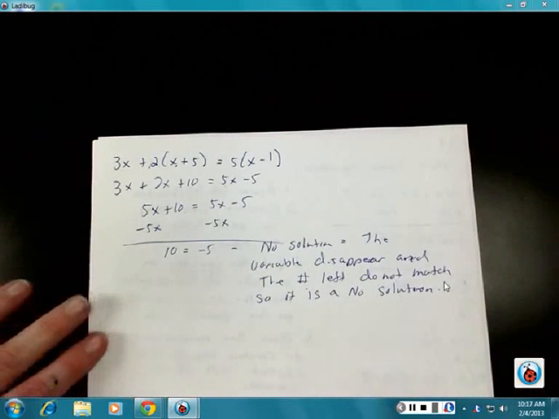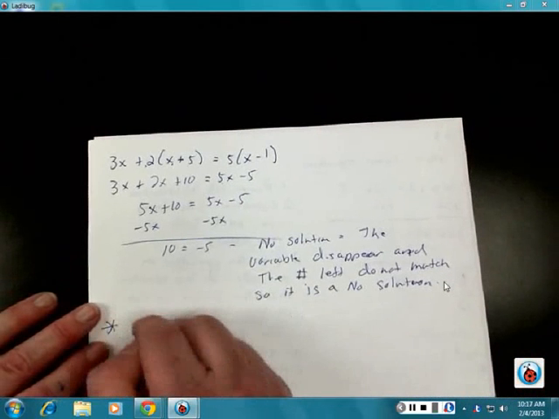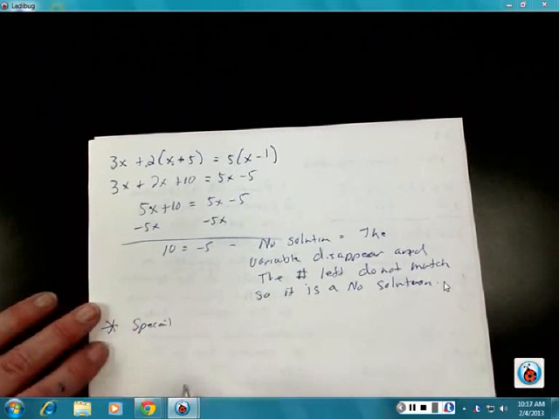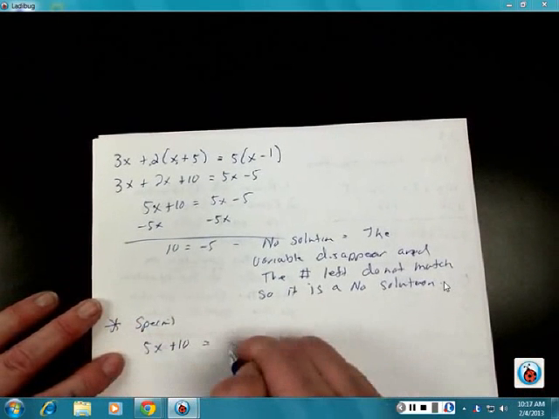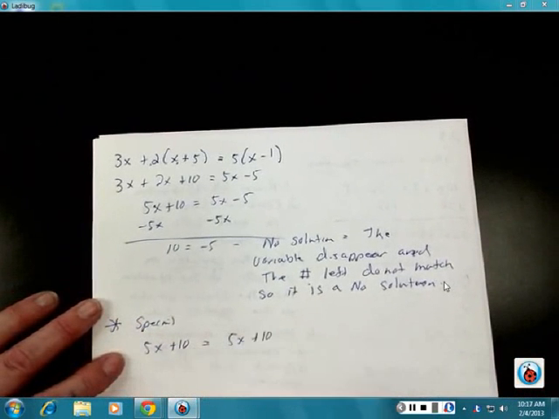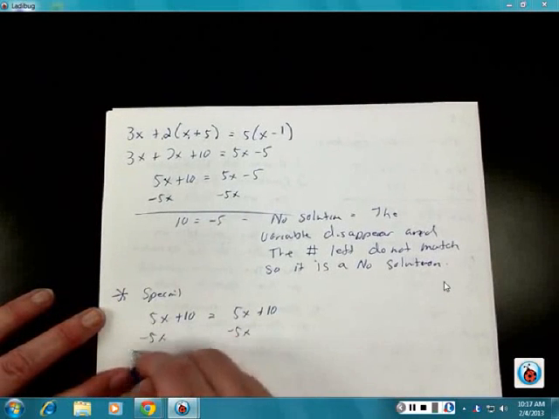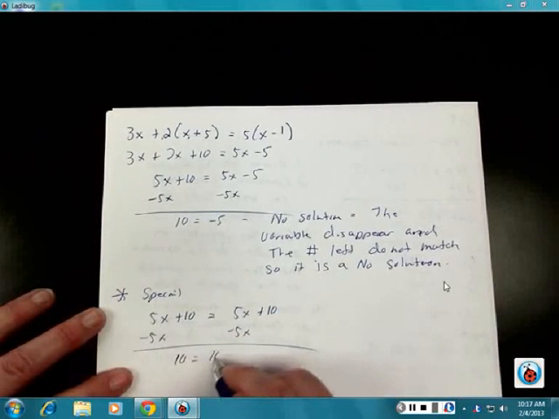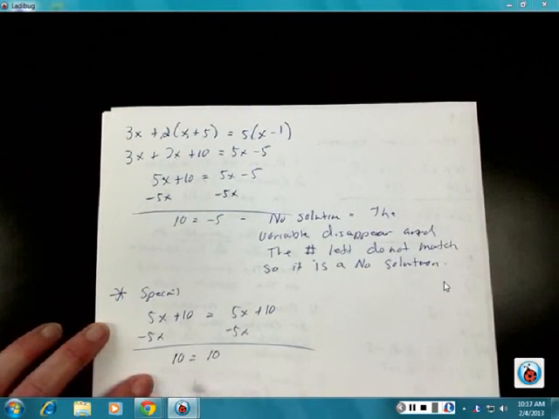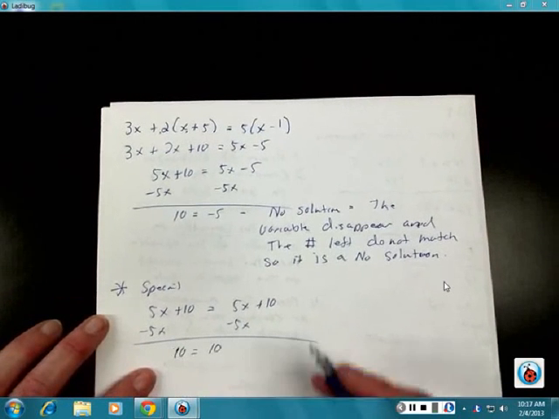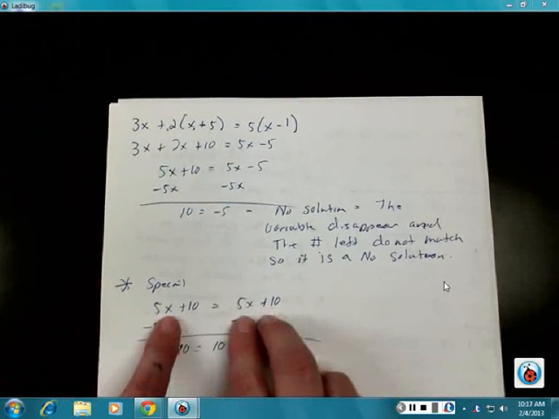Now, what would have happened also as a special thing, what can happen is you have 5x plus 10 is equal to 5x plus 10. When you have this and you go to put your x's together, they all disappear. But in this case, 10 does equal 10. So what happens with this guy? Well, if 10 equals 10, that means that both sides are identical. See how this side and this side are the same?